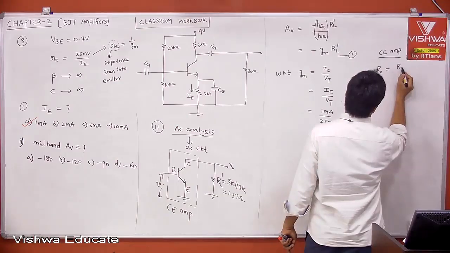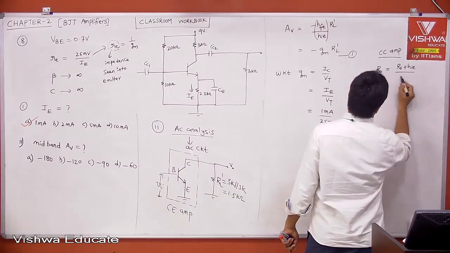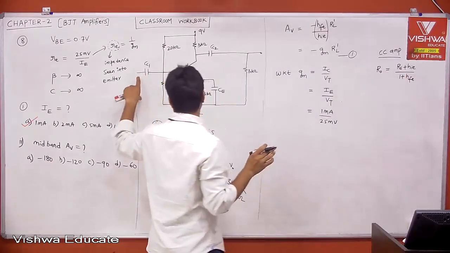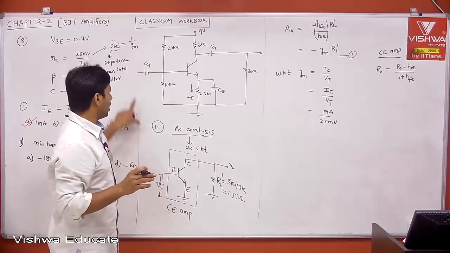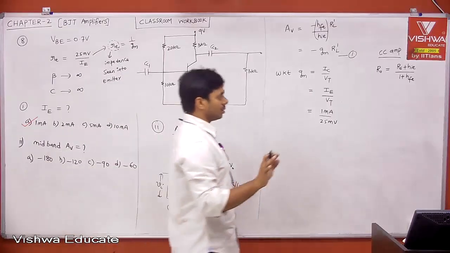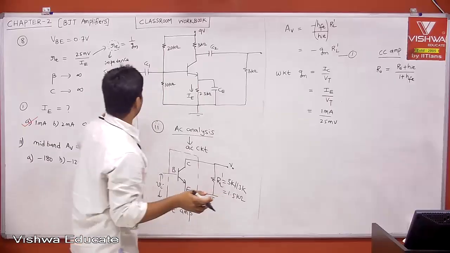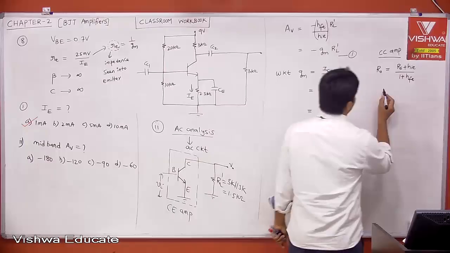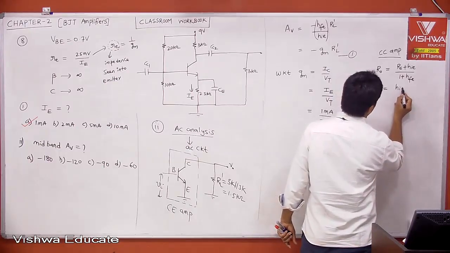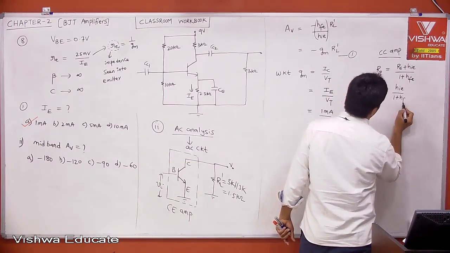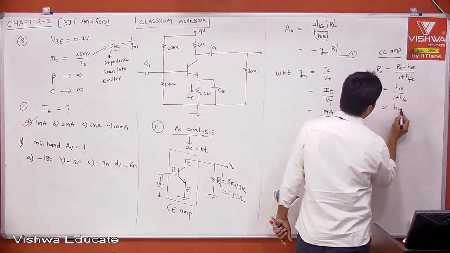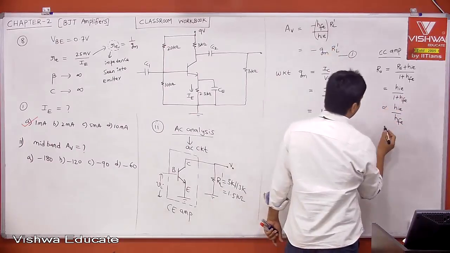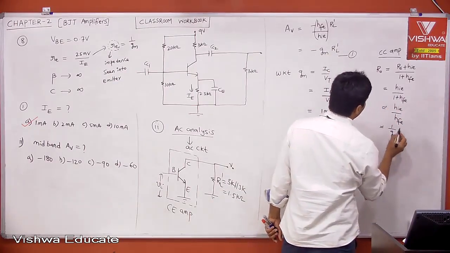We know that R naught is equal to Rs plus hie divided by 1 plus hfe. Let us say here in this case, what is the source value? Directly this is your Vi, and there is no practical voltage source. Let us say Rs is 0. Or even though you have a practical voltage source, if you insert a CC amplifier, then the CC amplifier output impedance is nothing but 0, that you can neglect. Then this is nothing but hie divided by, can I write 1 plus hfe approximately hfe? Then what is hie divided by hfe? We know hfe divided by hie is nothing but gm. Then hie divided by hfe will be equal to 1 by gm. That is what it is.